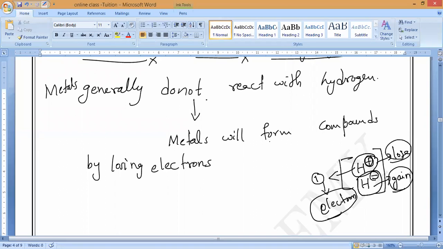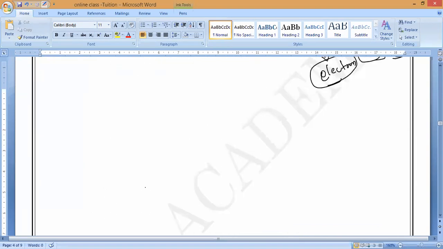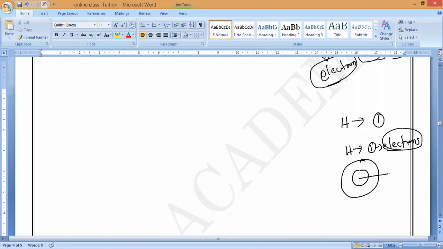Sir, I cannot understand, sir. Hydrogen's atomic number is 1, because it has only one electron. Do you understand? Hydrogen has only one shell. This is the nucleus, and it has only one electron. Now, if it gains one more electron, it follows what is called the duplet rule. You may have studied it in class 9 chemistry. It will become stable in nature.